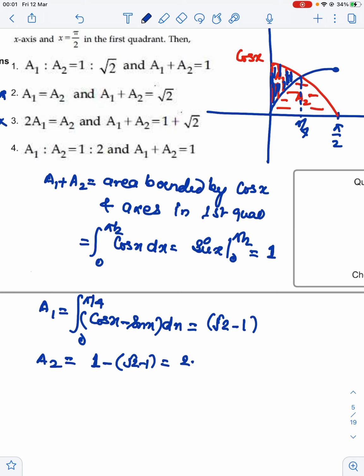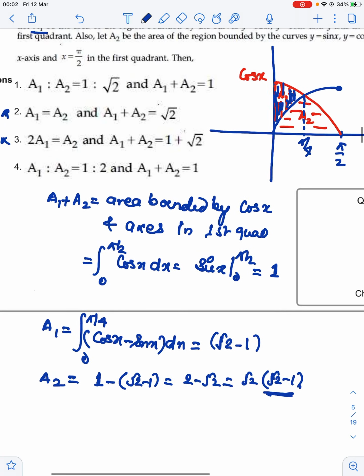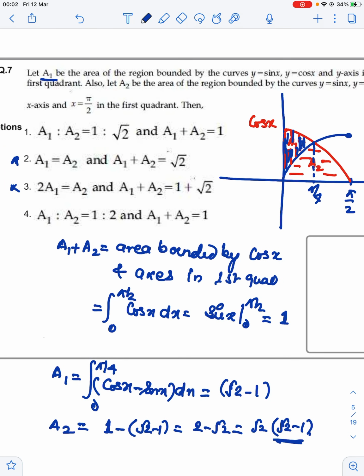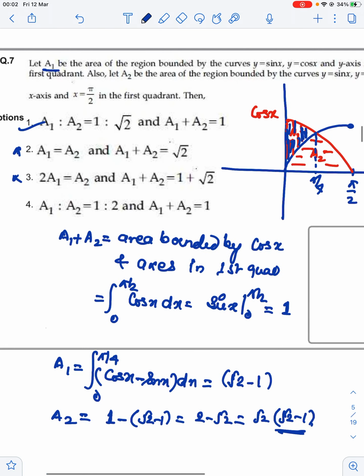So when A1 is this, A2, you can say, total is 1 minus this root 2 minus 1. So this is 2 minus root 2, or you can say root 2 common, root 2 minus 1, and this is nothing but the A1 we have calculated. So A2 is equal to root 2 times A1. Option 1 is clearly satisfying it.